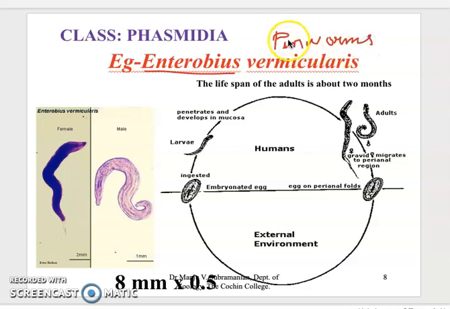They are commonly called pinworms. They are also called threadworms or seatworms, and it is a common human intestinal parasite seen especially in children. From this you can see that the females are larger and the males are the smaller ones.